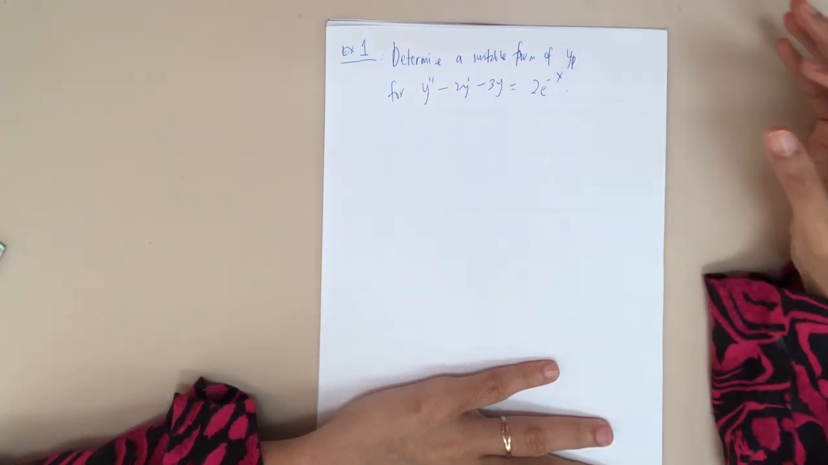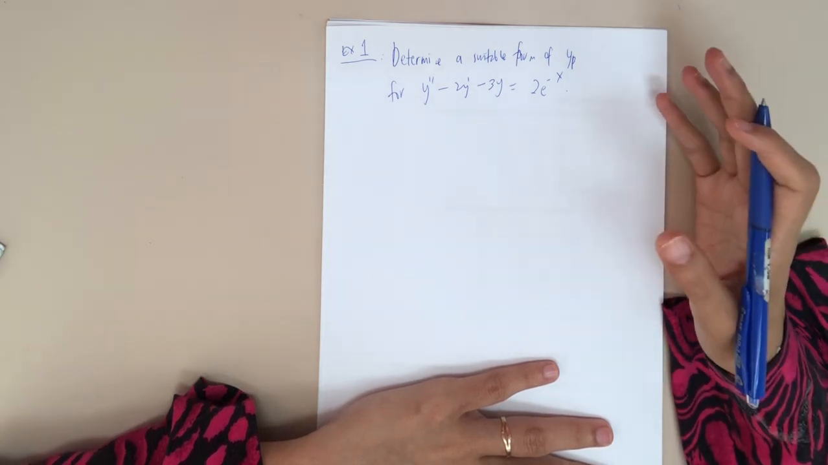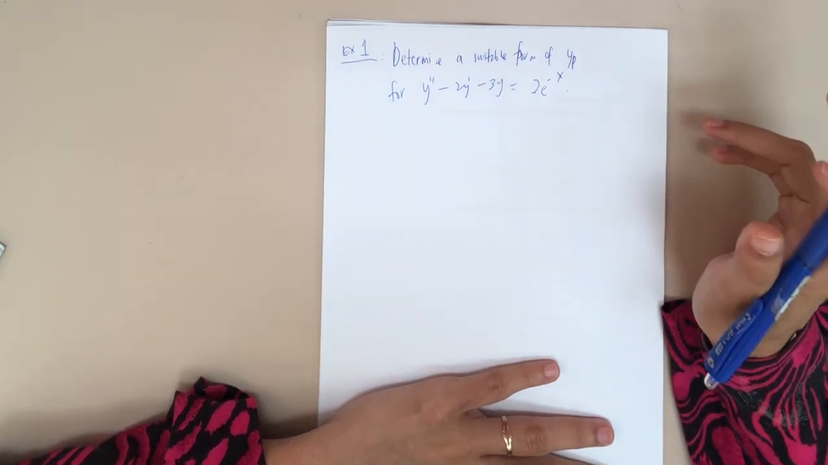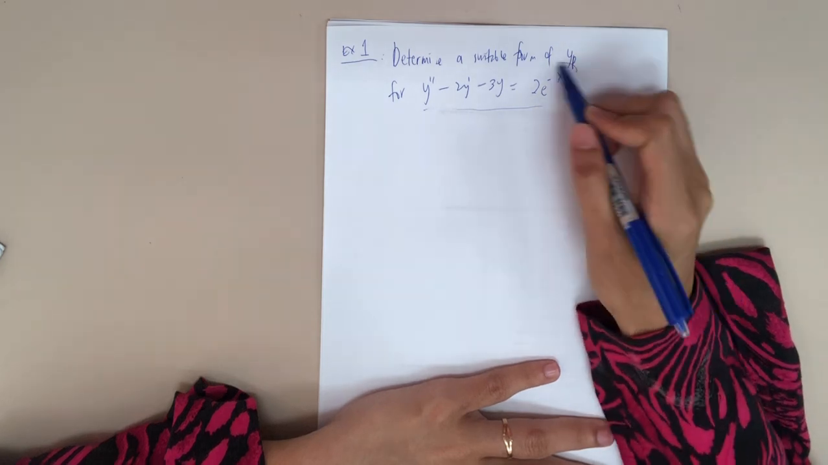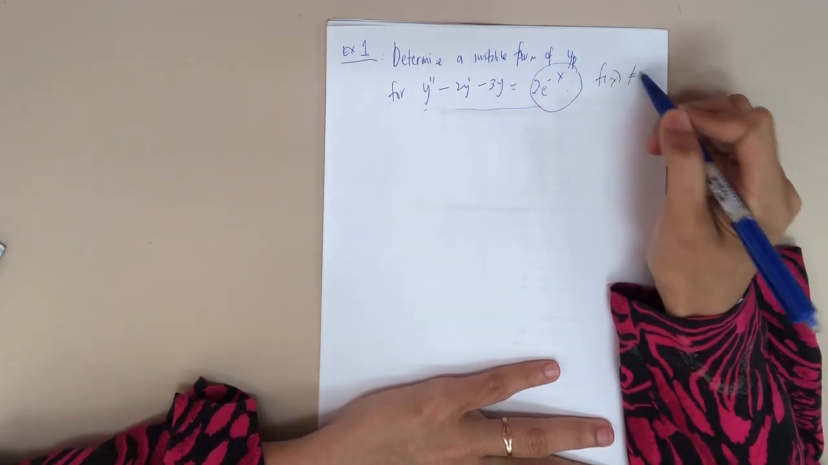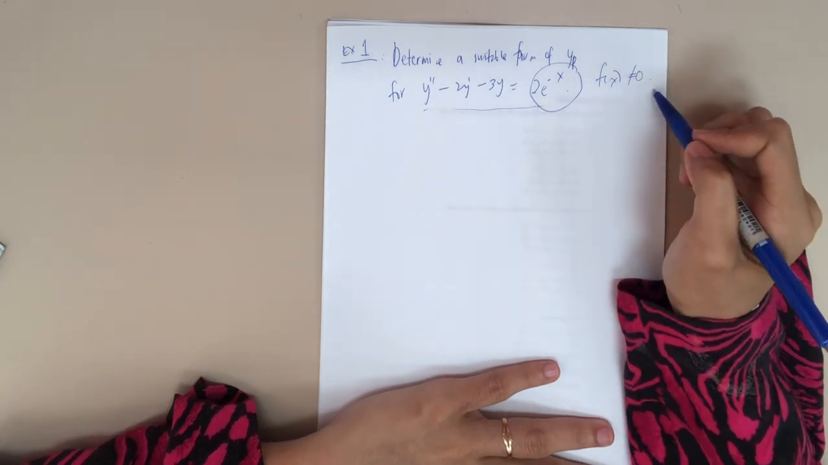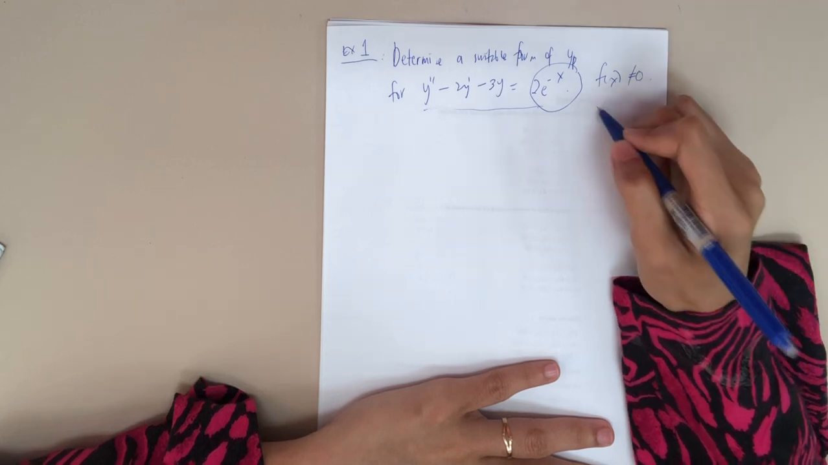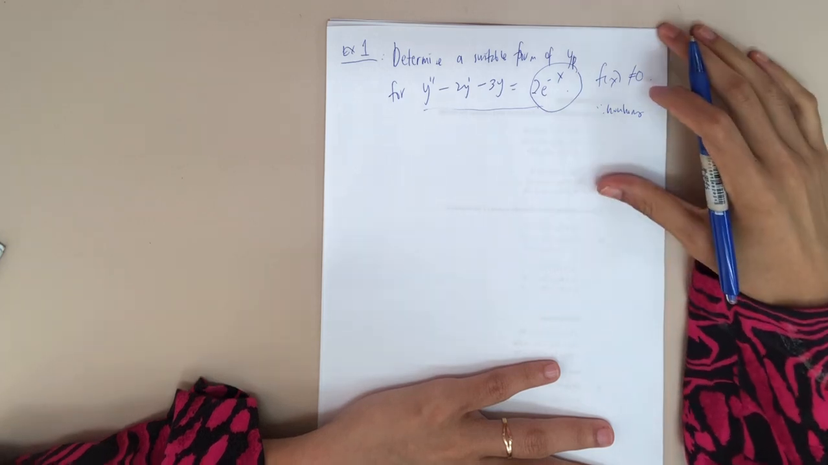But if you get the question in your midterm, quiz, or final, the first thing you need to check is whether your equation is homogeneous or non-homogeneous. From this equation, you can see clearly that this is your fx, and your fx is not equal to 0, because we have 2e negative x. So that means your fx is not equal to 0. This is non-homogeneous.